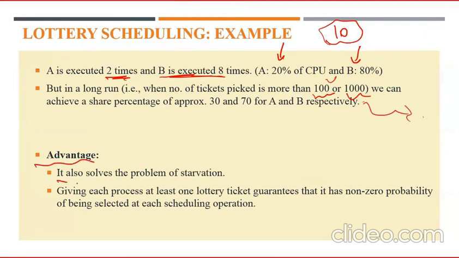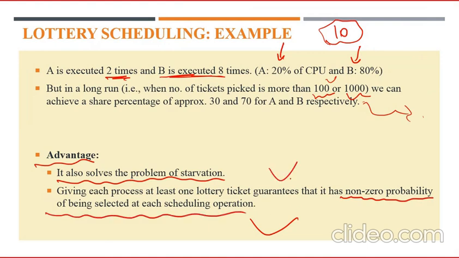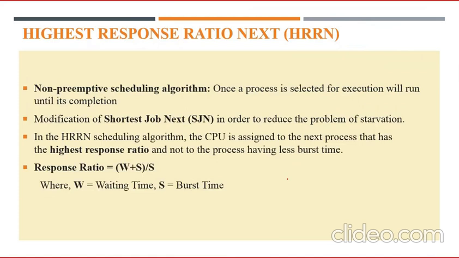So the advantage is that it solves the problem of starvation, and we are giving the probability. Why are we not getting stuck in the problem of starvation? Because here we are getting a non-zero probability of selecting each process. I hope this concept is clear to you. In the next lecture, we'll discuss HRRN, which is the last scheduling algorithm.